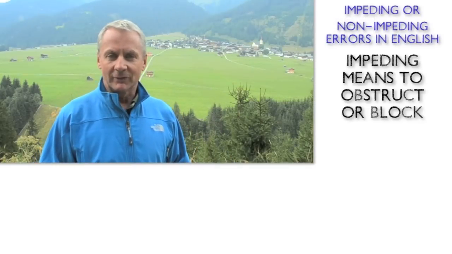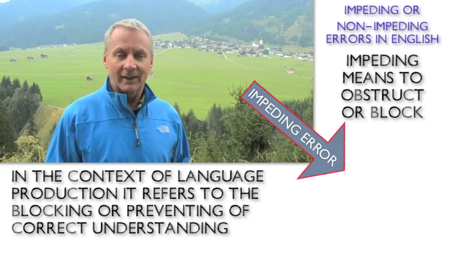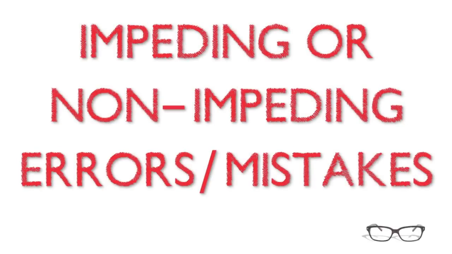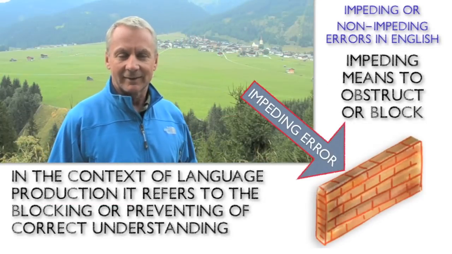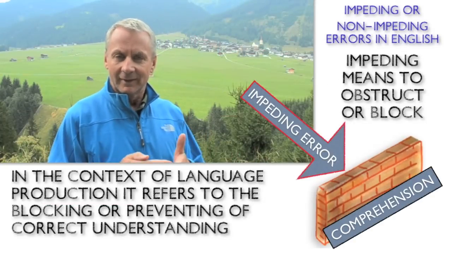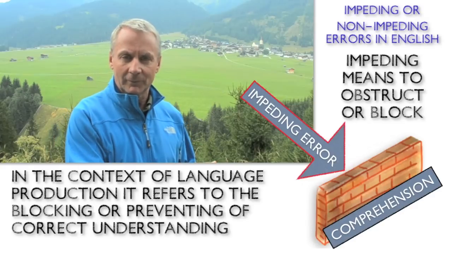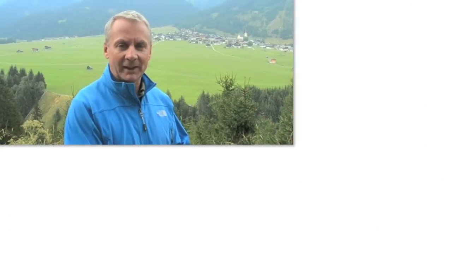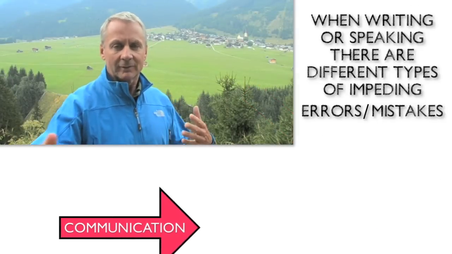The title of the video is Impeding or Non-Impeding Errors in English. The word impeding, if you don't know the word, means it blocks the understanding of the person you're talking to. Blocking comprehension, preventing comprehension. You're speaking and you make an impeding error in your English.